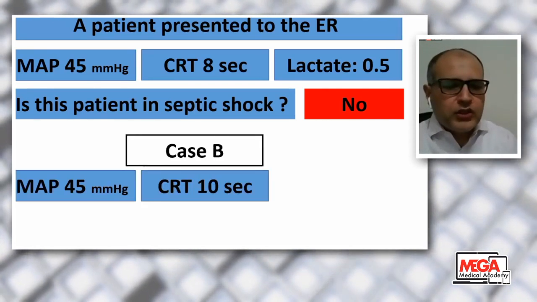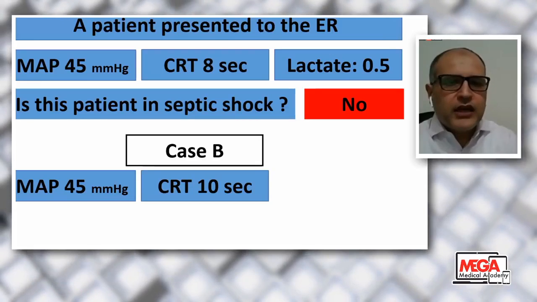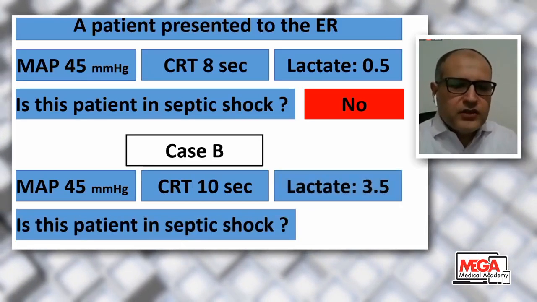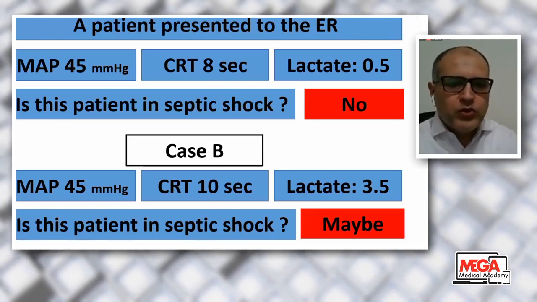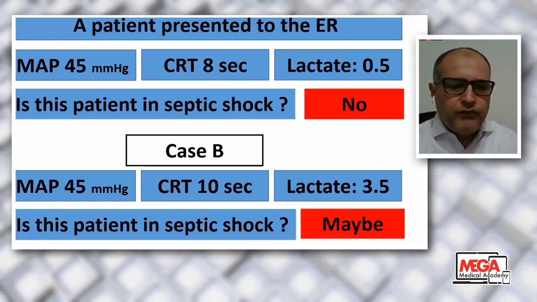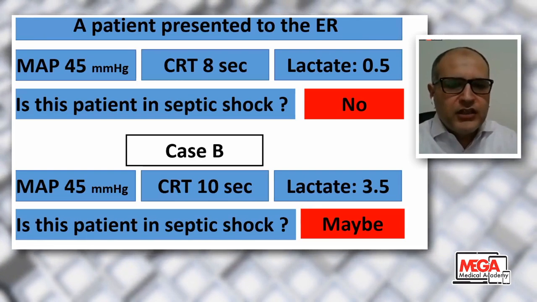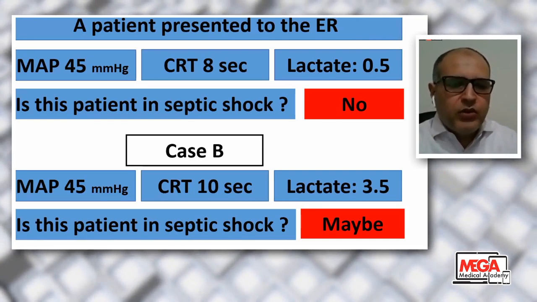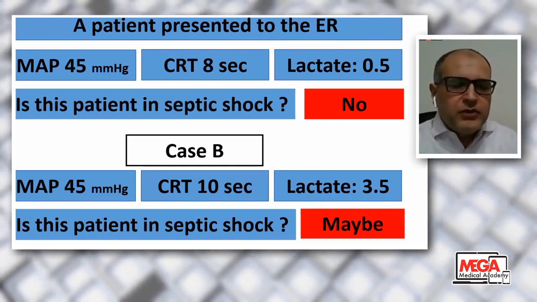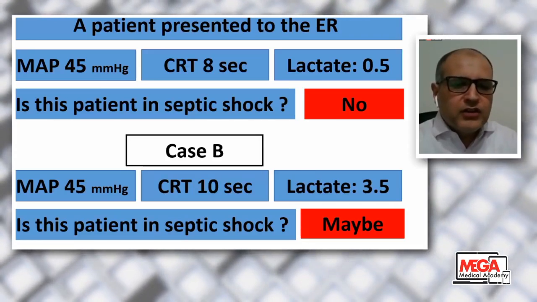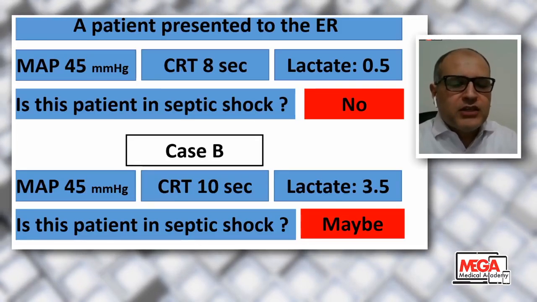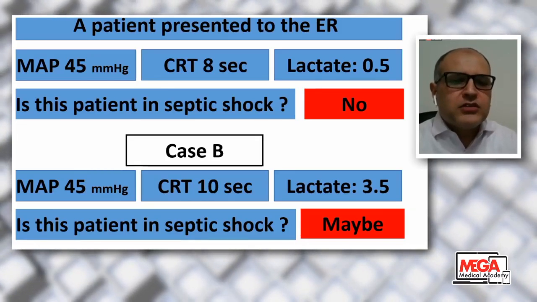Case B is the same case. Mean blood pressure is low, capillary refill time is 10, lactate is elevated. Is this patient in septic shock? The answer is maybe. Why did I say maybe? Because we have now 2 components, not 3. We have low blood pressure and elevated lactate, but we didn't examine the response to fluids. If this patient received 1.5 liters and the mean blood pressure became 65, then this patient is not in septic shock, because we didn't fulfill the 3 components of the definition.